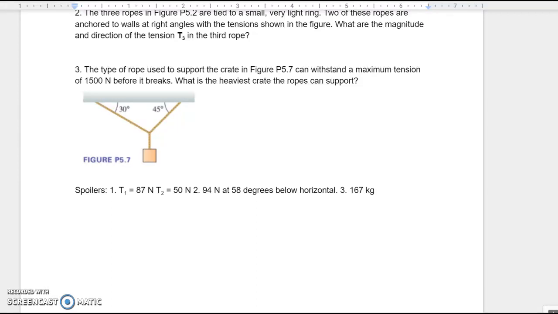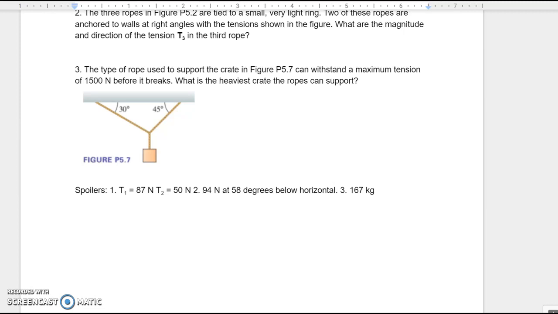Hey everyone, so here we're going to talk about problem number 3 in this equilibrium homework set. This problem states that the type of rope used to support the crate in the figure below can withstand a maximum tension of 1500 newtons before it breaks. What is the heaviest crate the ropes can support? Basically we're trying to figure out the mass this block can have before either this rope, or even this rope here, is going to break.